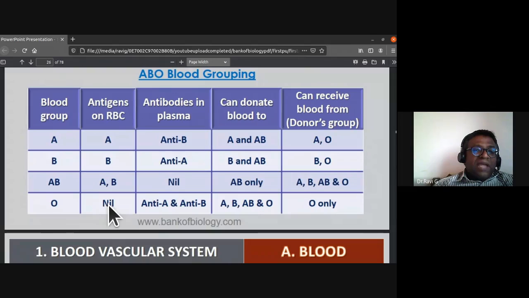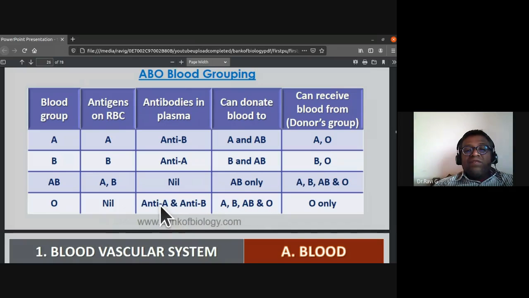O, they do not have any antigens on their RBC. So there are no antigens at all, antigenless. So AB is antibodyless, O is antigenless, but they have antibodies in plasma, antibody A and antibody B. So they can donate blood to all the blood groups, that is A, B, AB, and O.